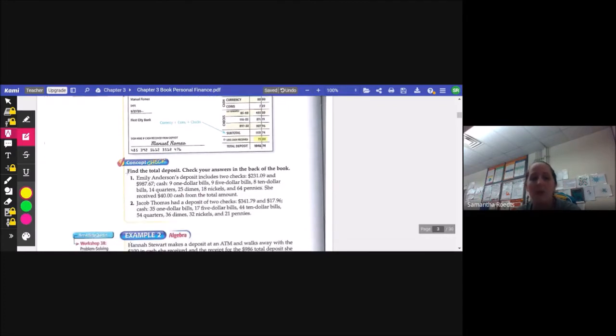Now I want to find the total deposit for Emily and for Jacob. Emily Anderson's deposit includes 2 checks, $231.09 and $987.67, and then cash. She had 9 $1 bills, 9 $5 bills, 8 $10 bills, 14 quarters, 25 dimes, 18 nickels, and 64 pennies. And then she received $40 cash from that total amount, so that's how much she withdrew.